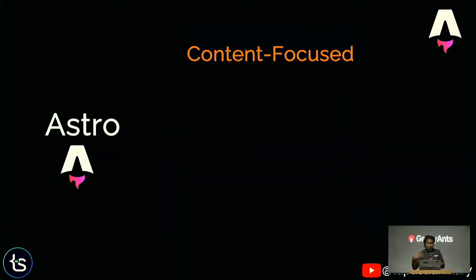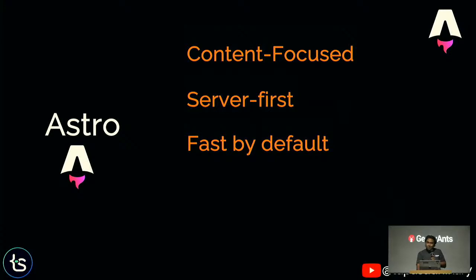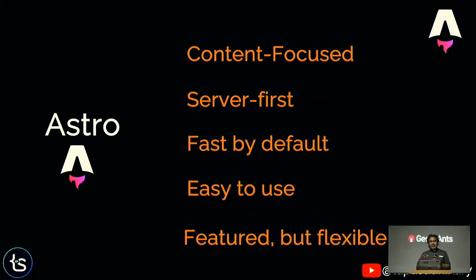So Astro actually claims that it is very content focused, server first. We'll explain each of these things. Fast by default, amazingly easy to use, of course. And it has a lot of features, but it is still flexible. Because when we keep adding features, even in our own application, we somehow sacrifice flexibility, right? So it says that it is still flexible.